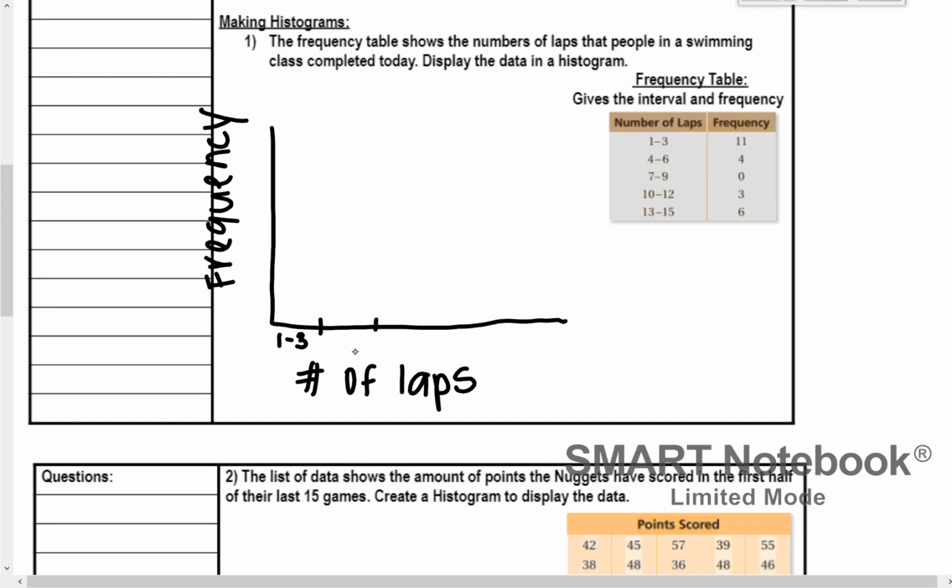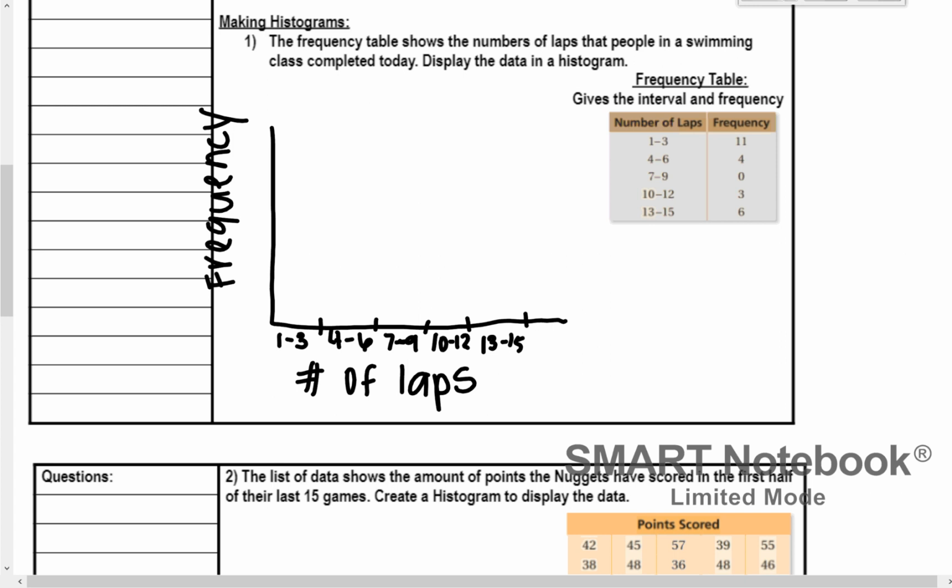Then we put another one, and this is going to be 4 to 6. Notice how they didn't start with 3 because they ended with 3. They started with the next number, which is 4. Then we have 7 to 9. And I'm just getting all these numbers from this table up here. Then we have 10 to 12. And last but not least, we have 13 to 15.